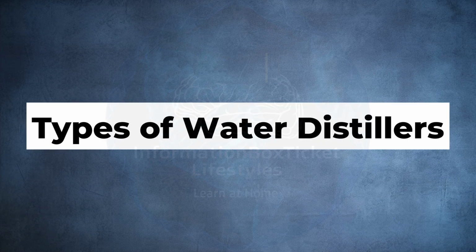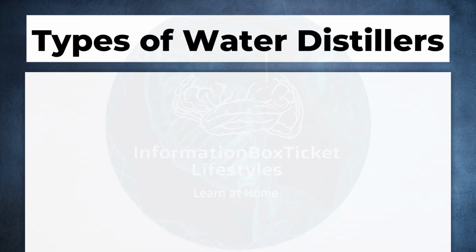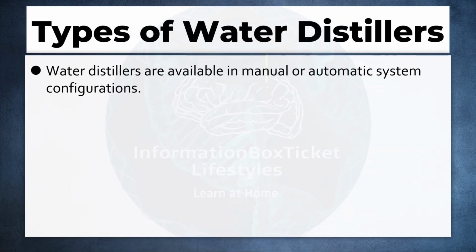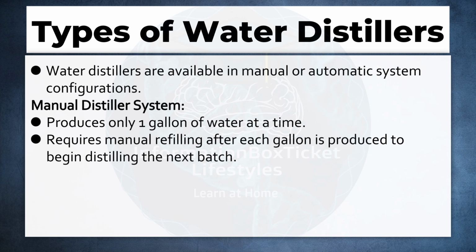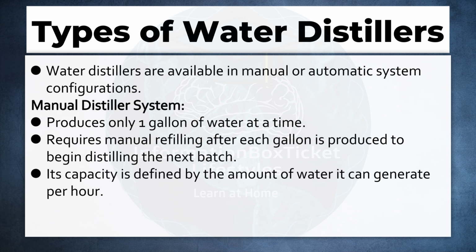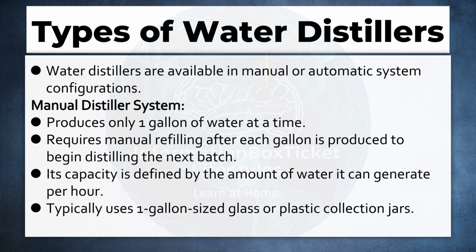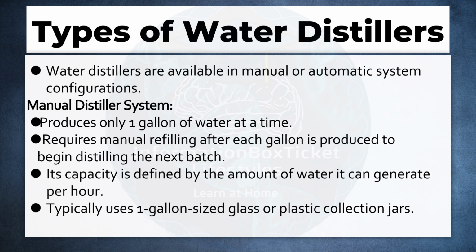Types of water distillers. Water distillers are available in manual or automatic system configurations. Manual distiller system produces only 1 gallon of water at a time, requires manual refilling after each gallon is produced to begin distilling the next batch. Its capacity is defined by the amount of water it can generate per hour. Typically, uses 1 gallon-sized glass or plastic collection jars.